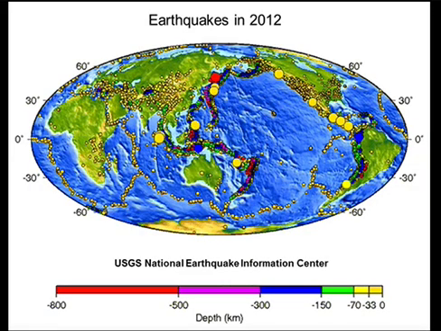On this compilation of 2012 earthquakes by the U.S. Geological Survey, you can see that most of the Earth's earthquakes occur along these plate boundaries. Most of the largest ones, that is those shown by the large circles, usually occur along subduction zones.